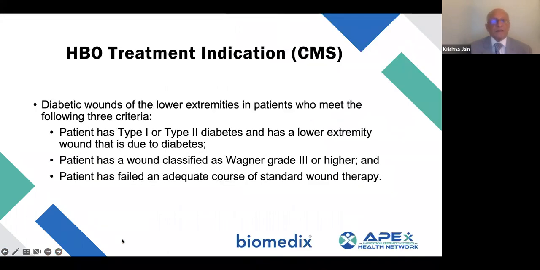Next. So HBO treatment indications are 15 indications by CMS. I only pulled out one of those. These are approved by CMS, which pays for the treatment on an inpatient or outpatient basis. These are diabetic wound care of the lower extremities in patients who meet the following 3 criteria. Patient has type 1 or 2 diabetes, has a lower extremity wound that is due to diabetes. Patient has a wound classified as Wagner grade 3 or higher, and patient has failed an adequate course of standard wound therapy. So you need to have these criteria. If they meet the criteria, then they can have HBO treatment with good results.